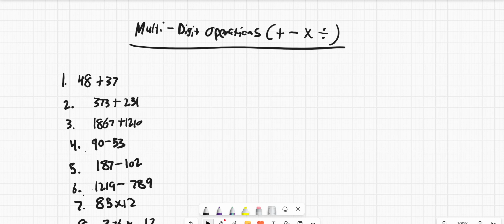To today's lecture on multi-digit operations. In the video description, you can download a free worksheet, where you can access the problems that we'll go over today for this lecture, as well as additional homework problems and challenge problems. So the four main operations that we're looking at here today are addition, subtraction, multiplication, and division.